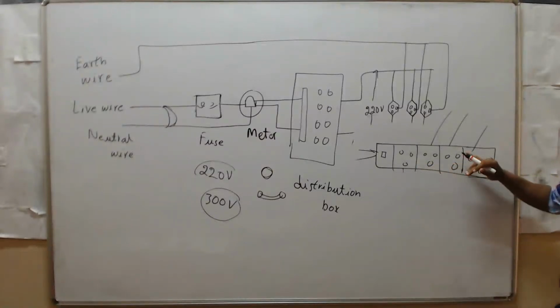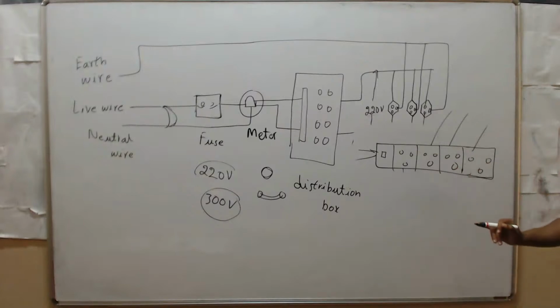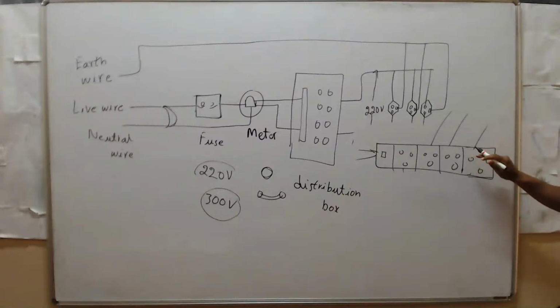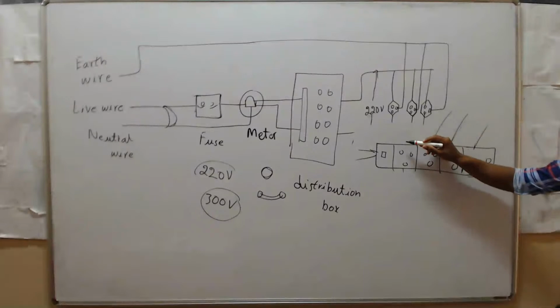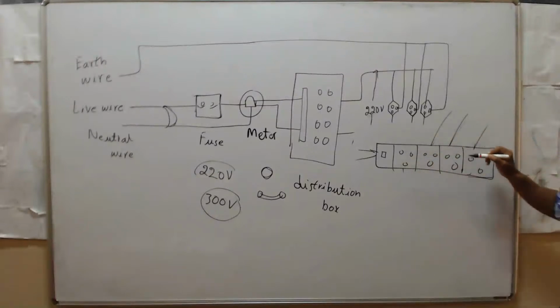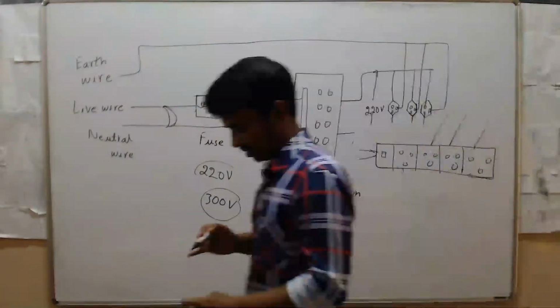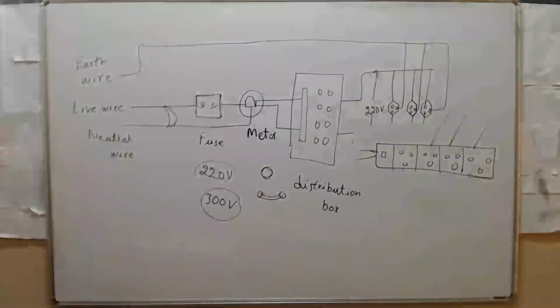Why? Because if you connect all things, overload occurs. So don't connect all the electric gadgets, for example fridge, mixer, and grinder, everything, to only one extension box. Don't connect like that. If you connect all those gadgets, it causes overloading.